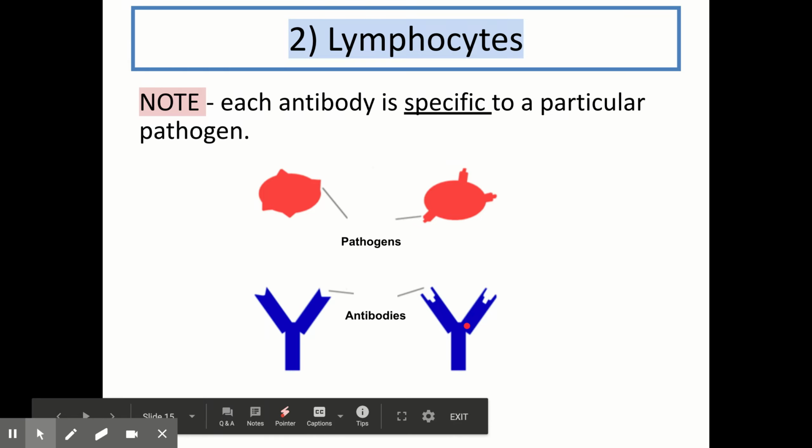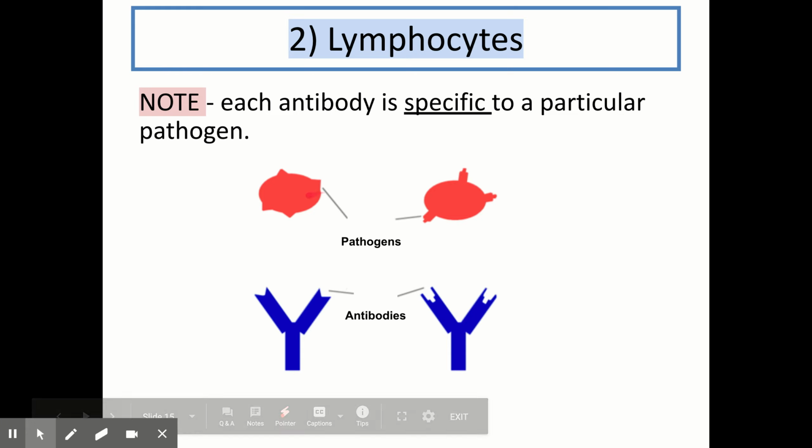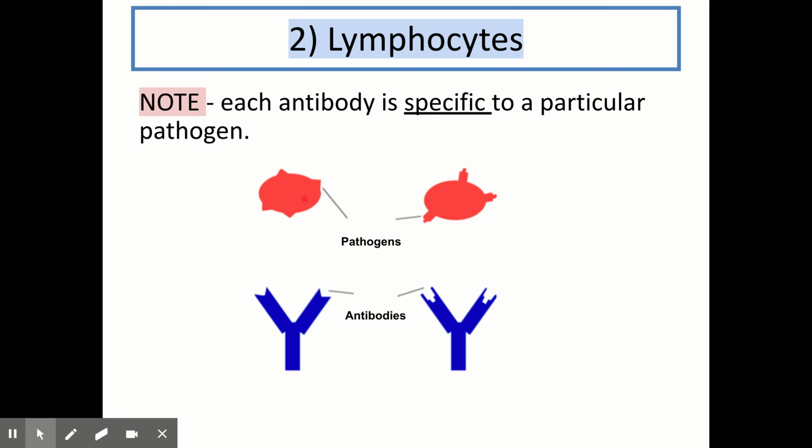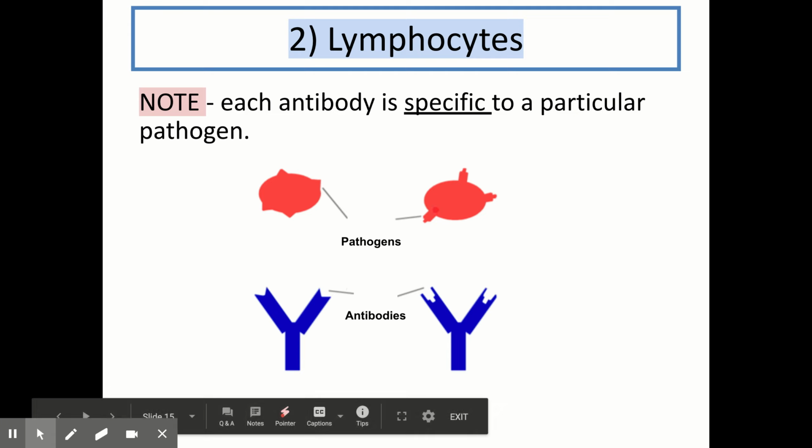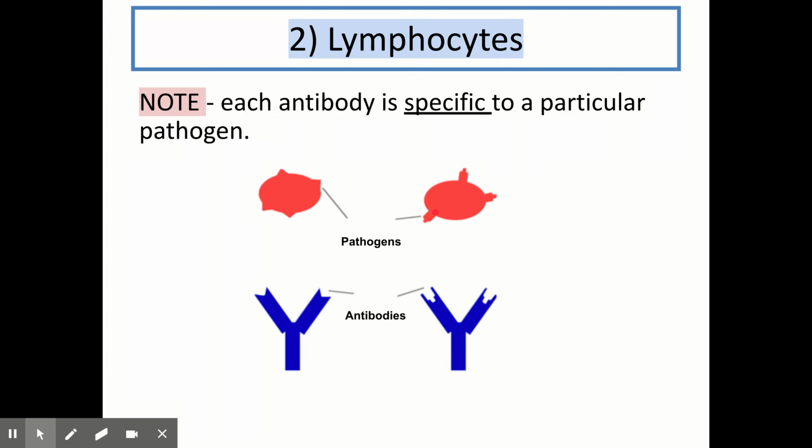In contrast, this antibody on the right would not bind to that pathogen as its shape is not specific to it. Instead, this antibody would bind with this pathogen here. So overall, you need to know there are two types of white blood cells, phagocytes and lymphocytes. Phagocytes are not specific and engulf and digest pathogens through phagocytosis, whereas lymphocytes produce antibodies to destroy pathogens, and these antibodies are specific to a particular pathogen, like you can see in this diagram here.